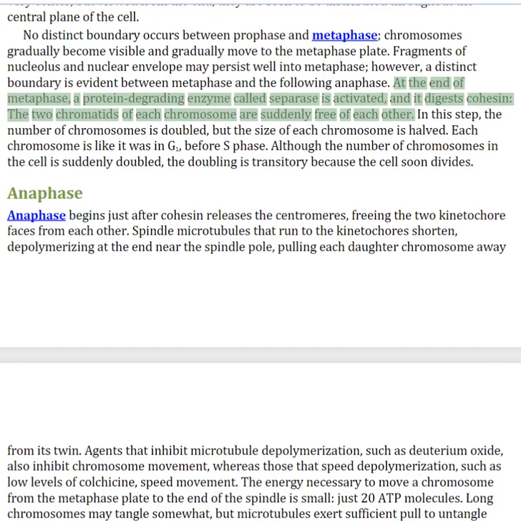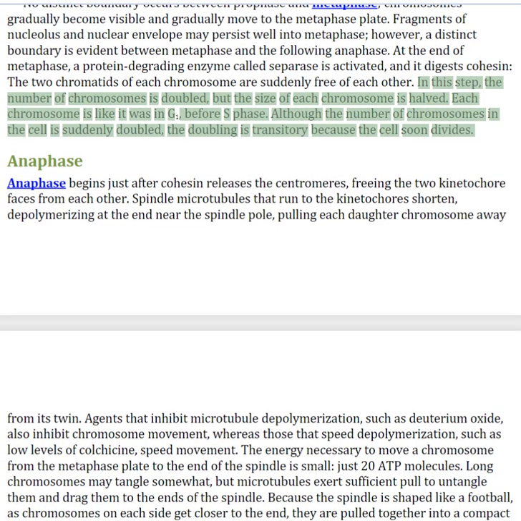At the end of metaphase, a protein-degrading enzyme called separase is activated, and it digests cohesin. The two chromatids of each chromosome are suddenly free of each other. In this step, the number of chromosomes is doubled, but the size of each chromosome is halved. Each chromosome is like it was in G1, before S phase. Although the number of chromosomes in the cell is suddenly doubled, the doubling is transitory because the cell soon divides.